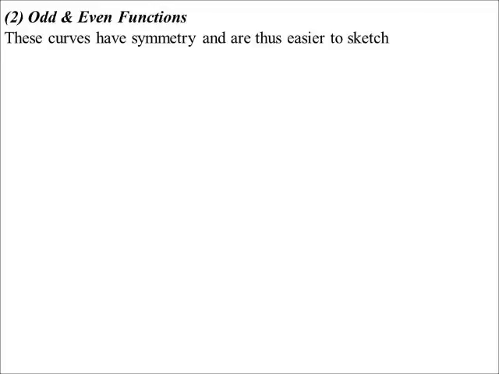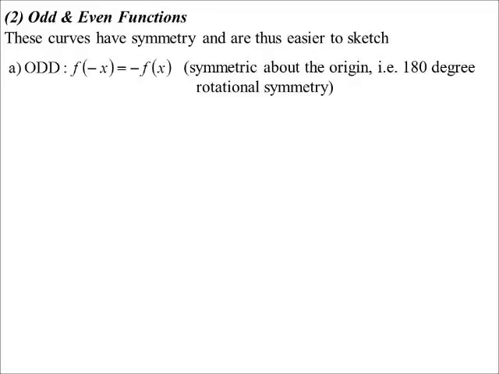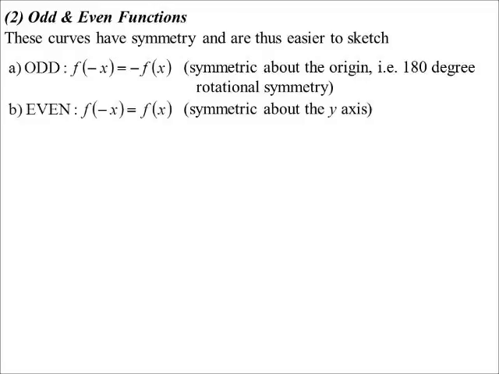Other ideas. Symmetry helps us draw. So if we notice it's an odd or an even function, then we know what sort of symmetry it has. Even function having the reflectional symmetry in the y-axis, odd function having the rotational symmetry at the origin. Odd, remember the formal definition, if they ask you to prove it, function negative x is negative function x, and even function negative x is equal to function x.